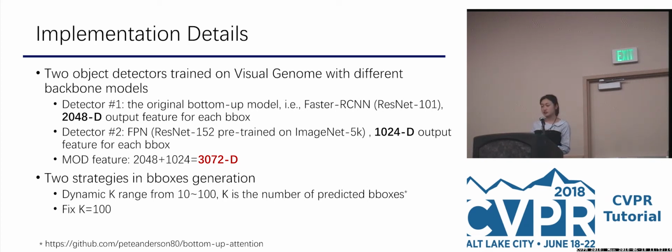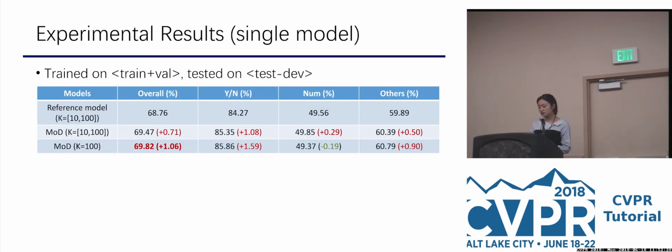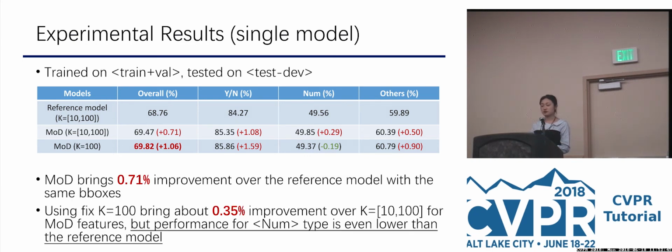We tried another strategy to generate a fixed number of bounding boxes, in our case, 100. This brings a little more storage and computational cost, but also brings some performance improvement. Our experimental results for a single model are demonstrated as follows. The table shows the results of using the MOD feature compared with the original bottom-up attention, as well as the performance difference of using fixed K and dynamic K. From the reported results, we can see that MOD brings 0.71% improvement over the reference model with dynamic K.